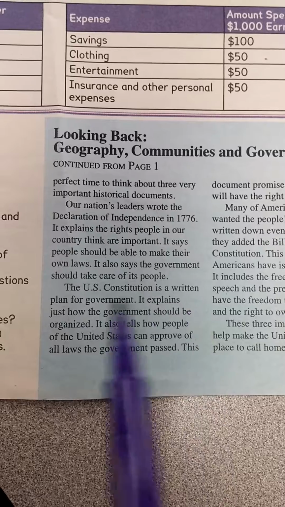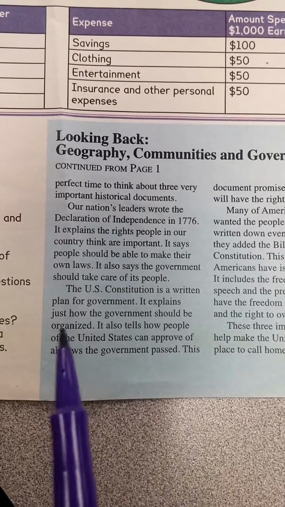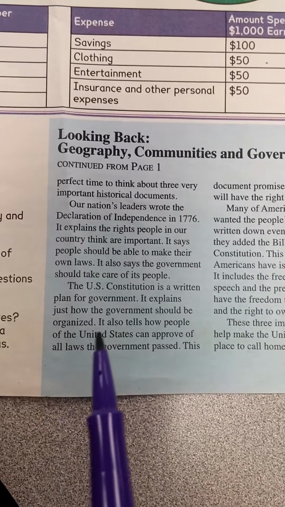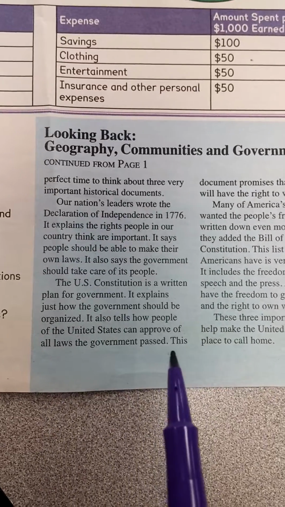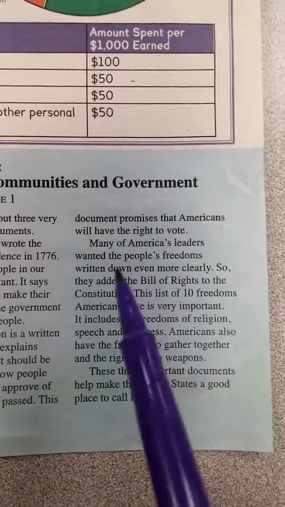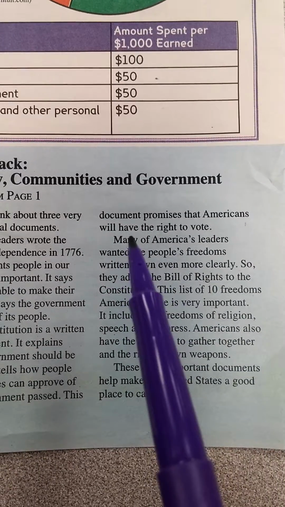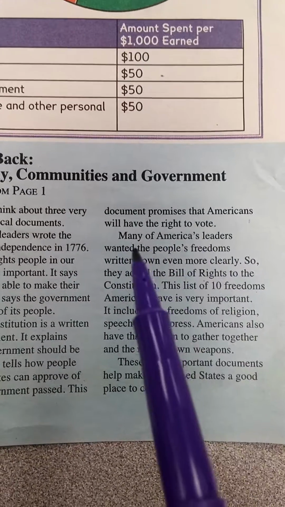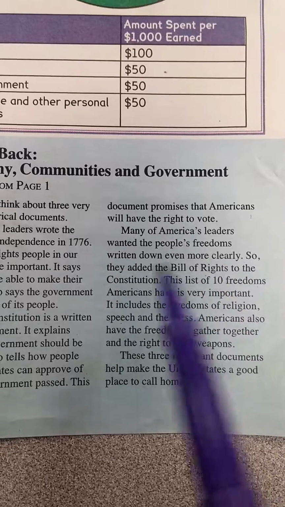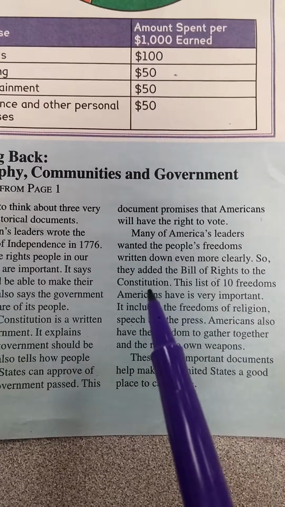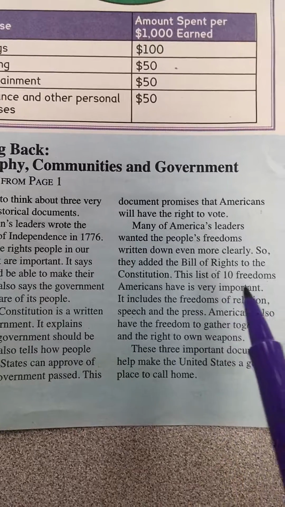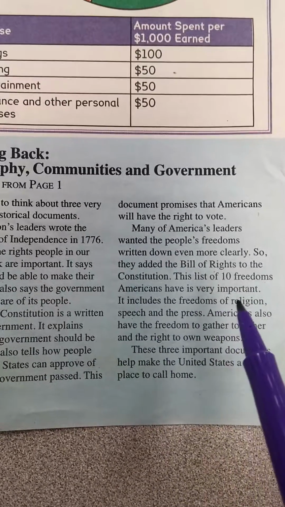The U.S. Constitution is a written plan for the government. It explains just how the government should be organized. It also tells how people of the United States can approve all laws that the government has passed. This document promises that Americans will have the right to vote. Many American leaders wanted the people's freedoms written down even more clearly, so they added the Bill of Rights to the Constitution. This list of 10 freedoms Americans have is very important.